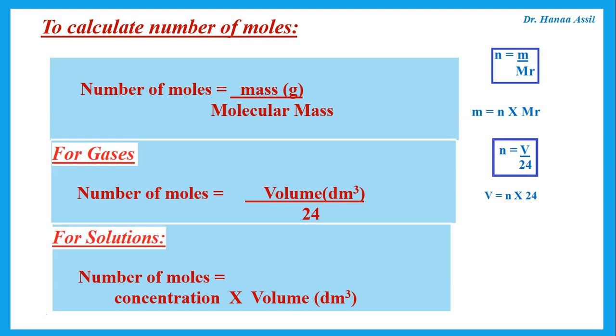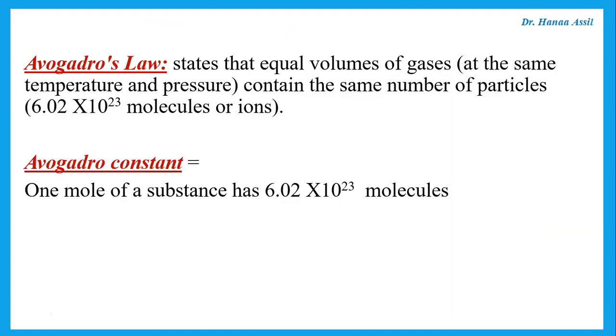But if we're talking about solutions, the number of moles is concentration times volume. Again, the volume has to be in decimeter cubed. Centimeter cubed, you divide by 1,000. So number of moles for a solution is concentration times volume. That means concentration is number of moles over volume, or volume is number of moles over concentration.